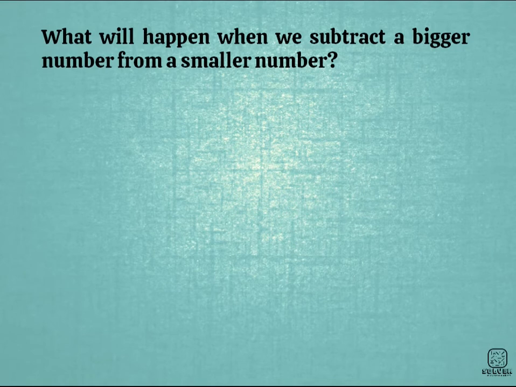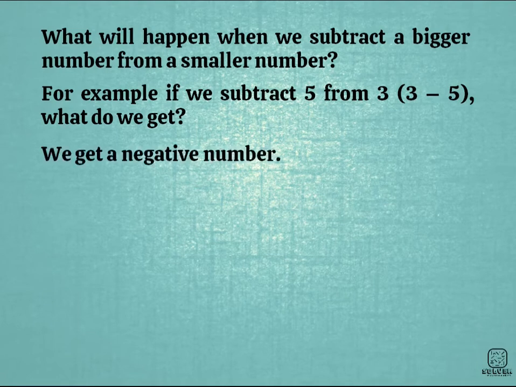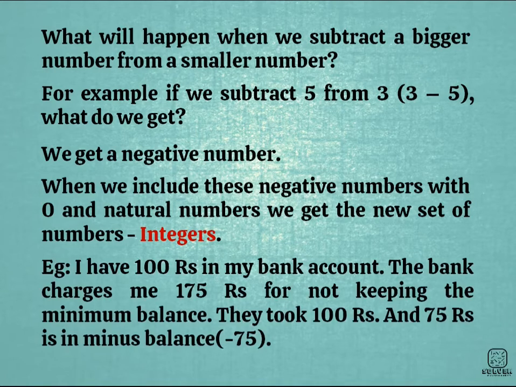What will happen when we subtract a bigger number from a smaller number? For example, if we subtract 5 from 3, that is 3 minus 5, what do we get? We get a negative number. So when we include these negative numbers with 0 and natural numbers, we get the new set of numbers, that is integers.